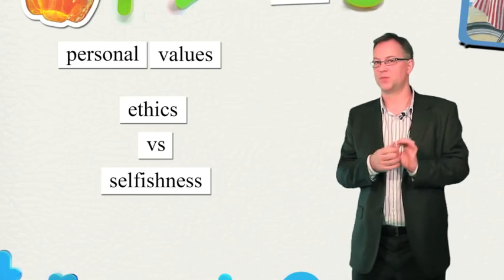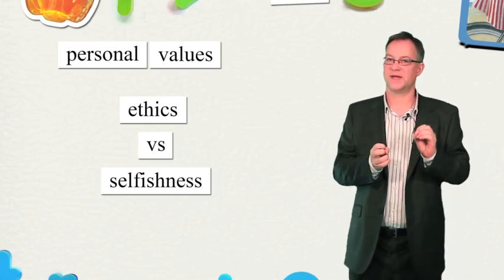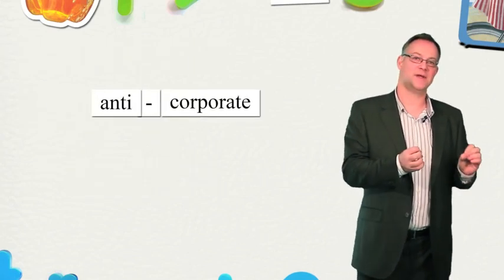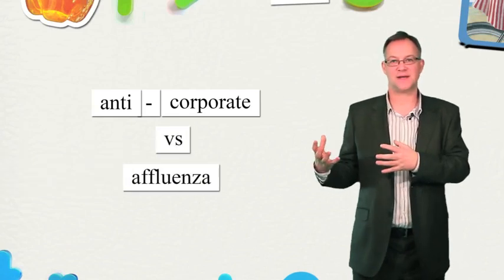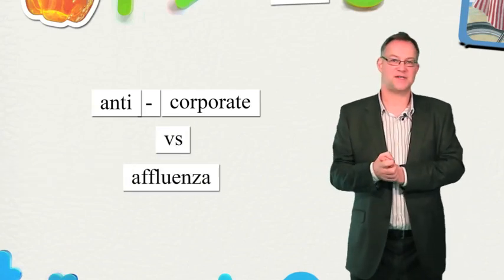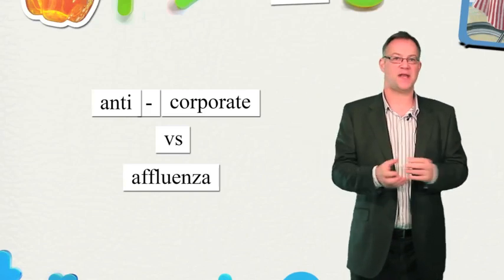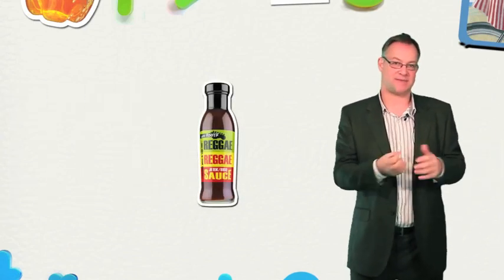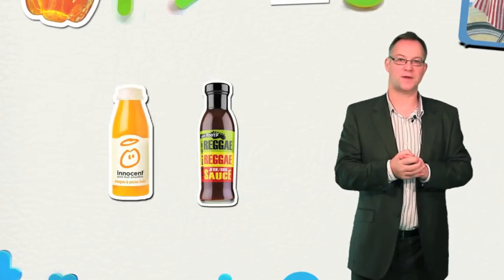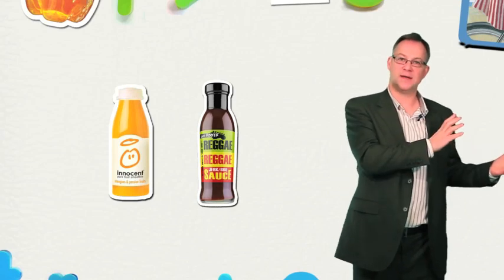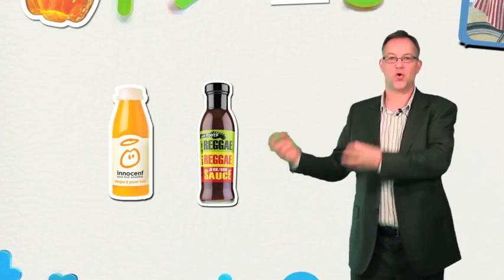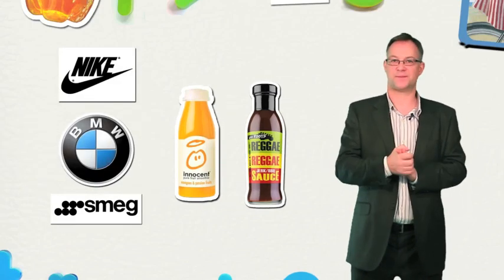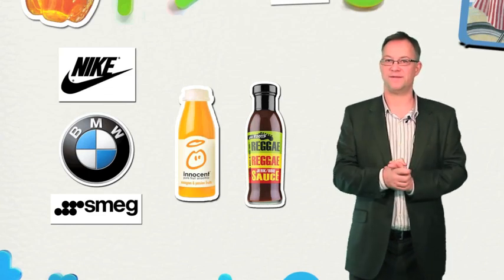And similar to that, the one that I think is very interesting is the growth of anti-corporate sentiment growing at the same time as the continued rise of affluenza. Now, affluenza is a phrase that's used to describe the obsession with money, celebrity and big brands. So brands like Reggae Reggae Sauce and Innocent, before it was bought by Coke, thrived in an anti-corporate way alongside the big corporate affluenza brands like Nike and BMW and Smeg fridges. So beware the middle ground graveyard.